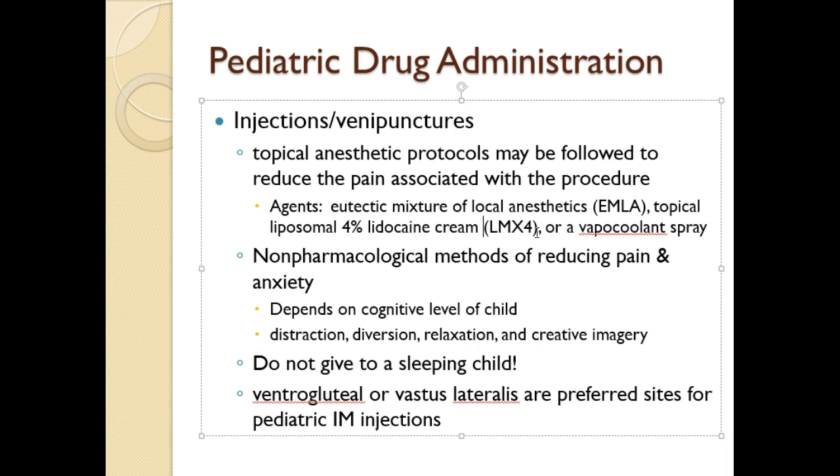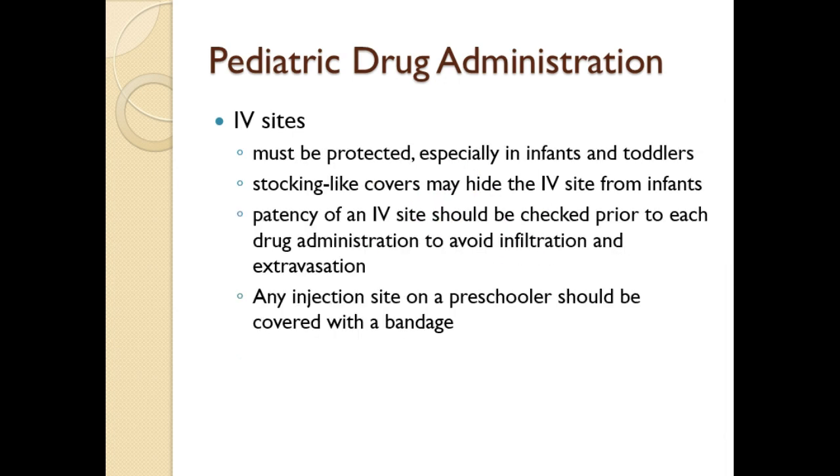Do not give injections or venipunctures to a sleeping child. It will be traumatic for them, and they may not trust their healthcare provider or nurse anymore. So we need to involve them in the process. Preferred sites for pediatric IM injections are the ventrogluteal and the vastus lateralis because they have more muscle in that area compared to the deltoid.